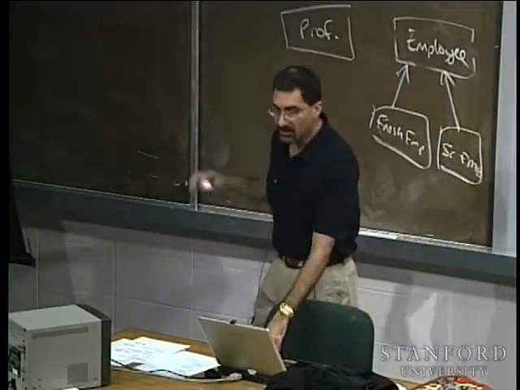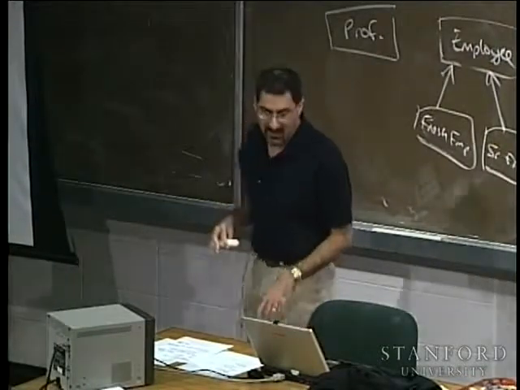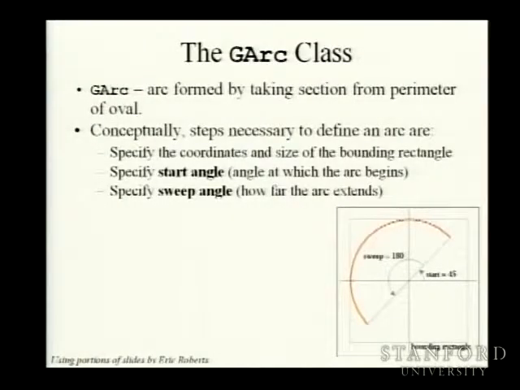Okay? So an arc is formed by taking a section from the perimeter of an oval. What does that mean? Basically, it looks something like this. The steps that are necessary to define that arc is we specify the coordinates and size of some bounding rectangle, just like you did with a GOval.